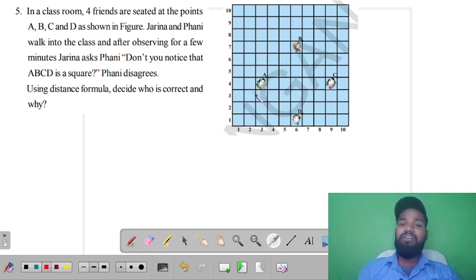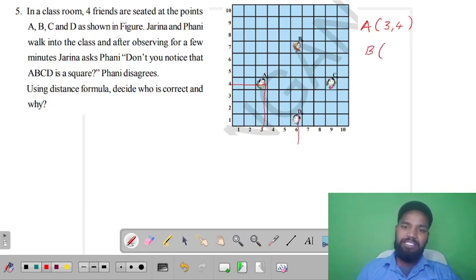Let us find their positions. First, I am taking A. Person A is at position A. See, this one is the third position and this is the fourth, that is nothing but (3, 4). So the position of A is (3, 4). Next, the position of B. B is in the sixth column, fourth row, that is nothing but (6, 7). B equals (6, 7).